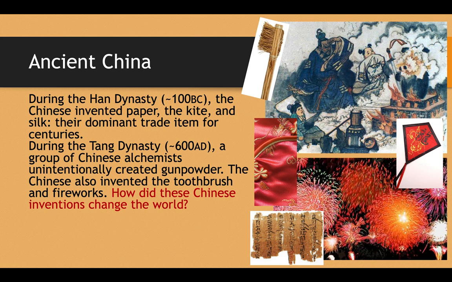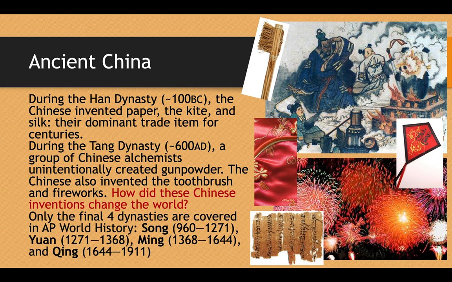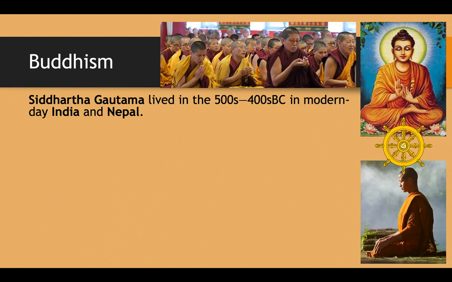They also invented the toothbrush. They invented all sorts of things that really altered world history. So only the final 4 dynasties of Chinese history are covered in the AP World History curriculum. Those are going to be the Song Dynasty, the Yuan Dynasty, the Ming, and the Qing dynasties. And those are going to be the ones covered later on in the year.